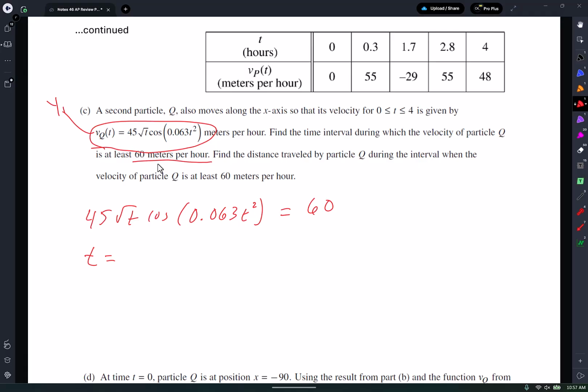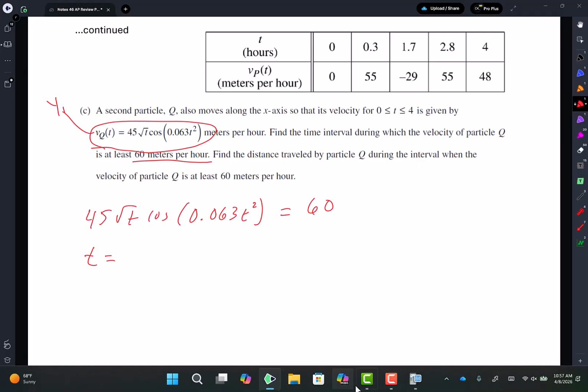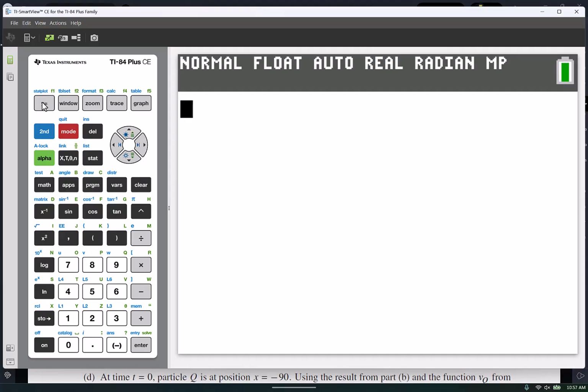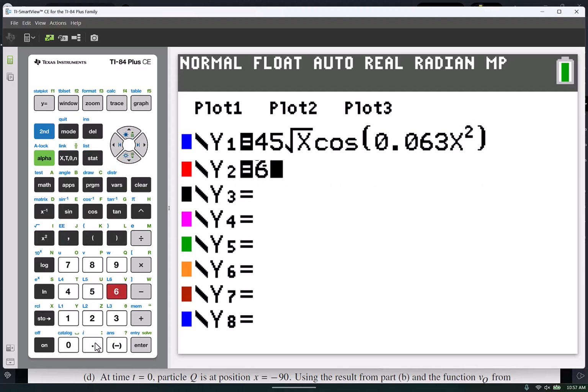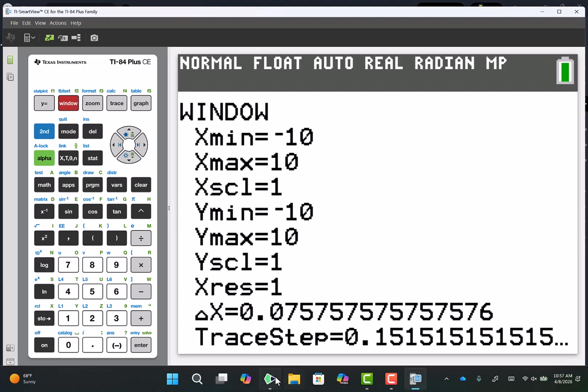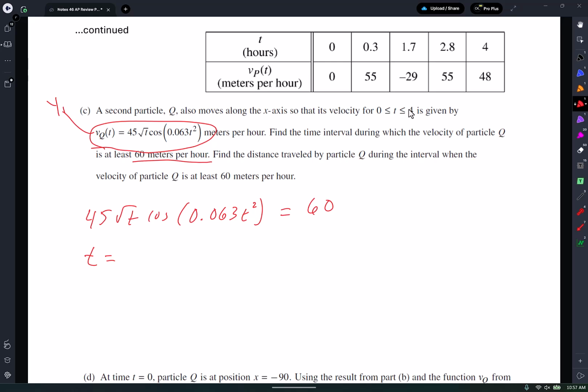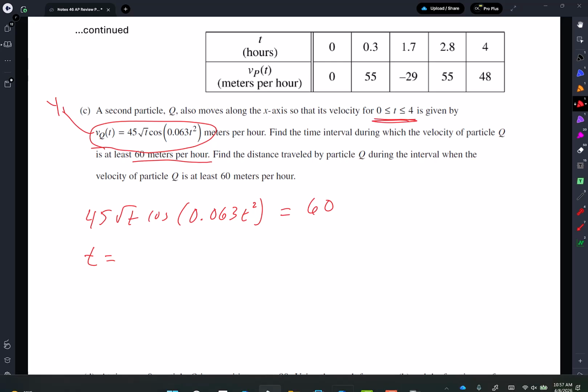Okay, let's find them. So here we go. Go to your calculator. Go to y equals. You see how you already have this in y1? On y2, what do you think I'm going to put? I'm going to put 60. Now hold on. Before you push graph, I put 6 there. 60. Click on window. And I'm only looking between what and what? Between 0 and 4. So let's be smart.